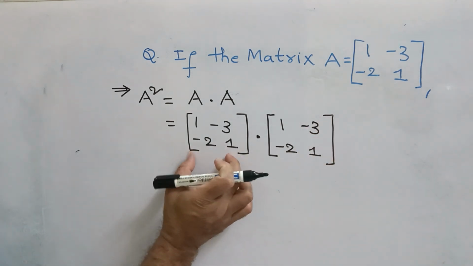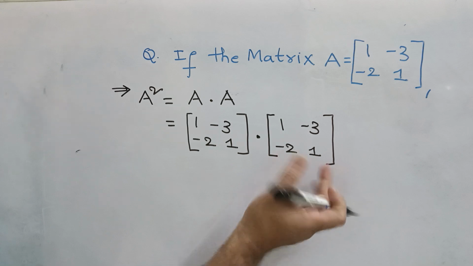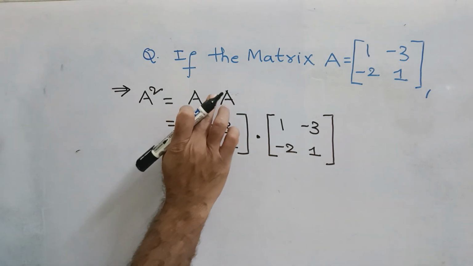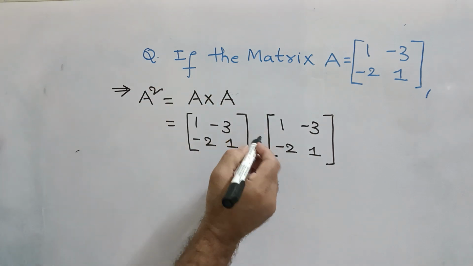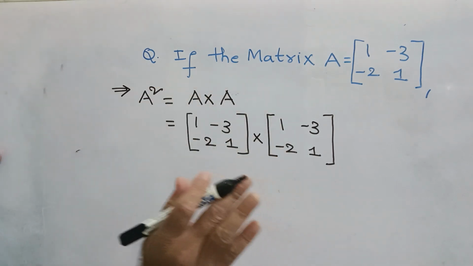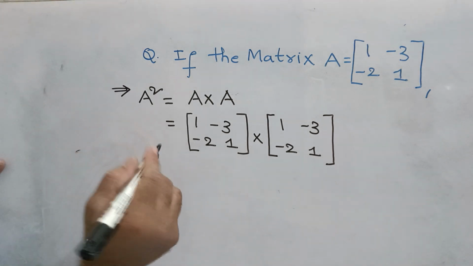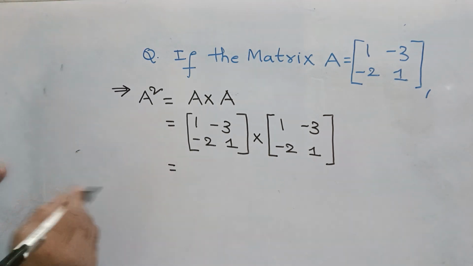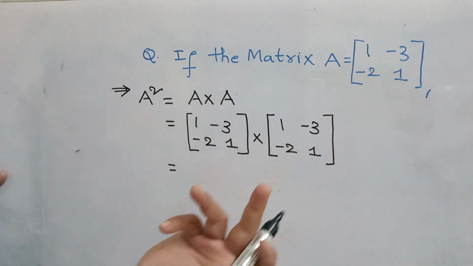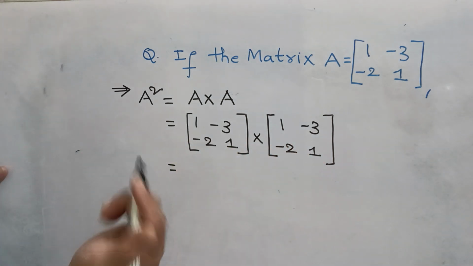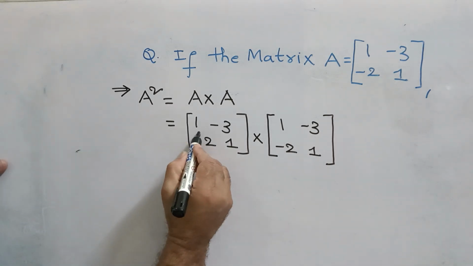Therefore, it is A multiplied by A. You can write A into A also, nothing wrong in that. Both are valid. Therefore, this is equal to, now how to multiply these two matrices A into A? Very simple. As I explained in our previous presentation, first we have to take the first row.